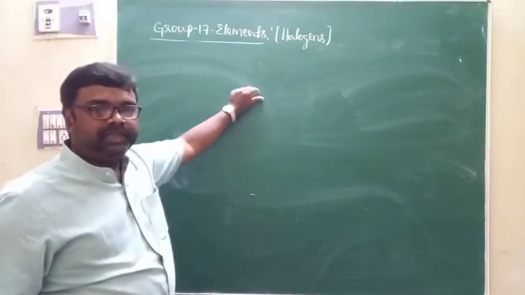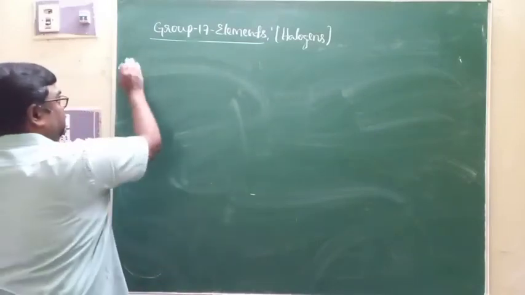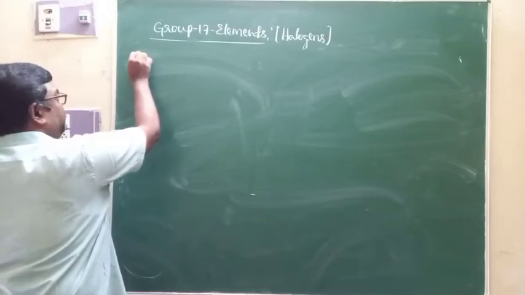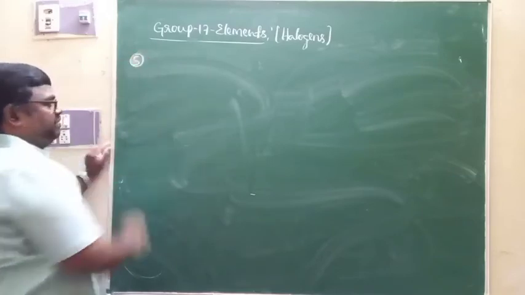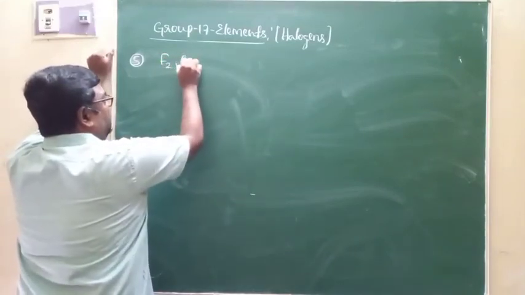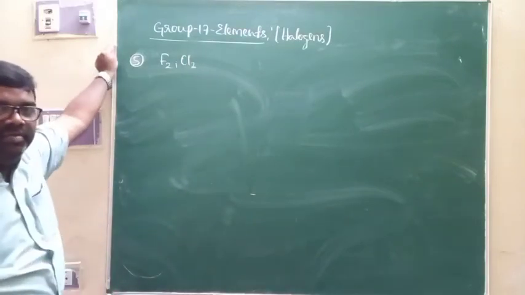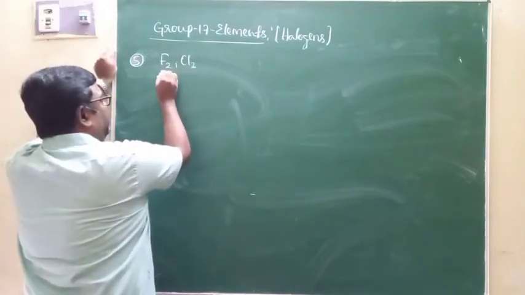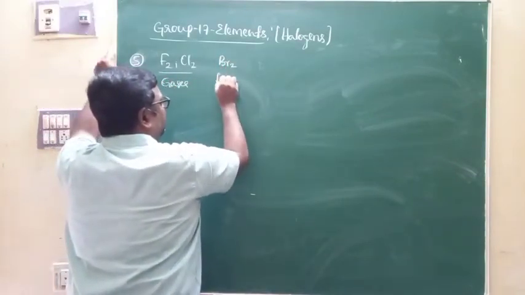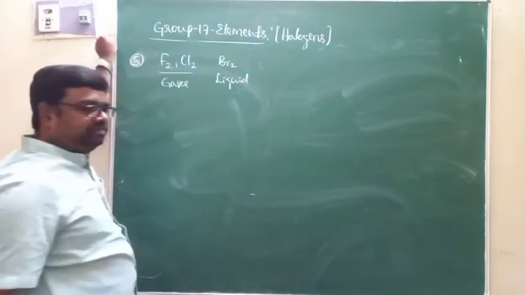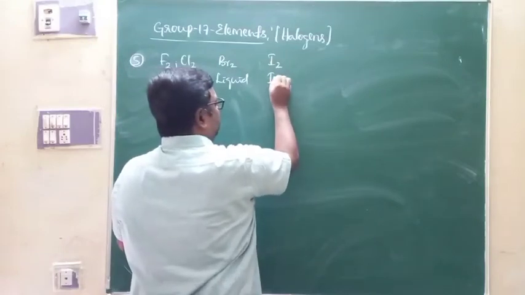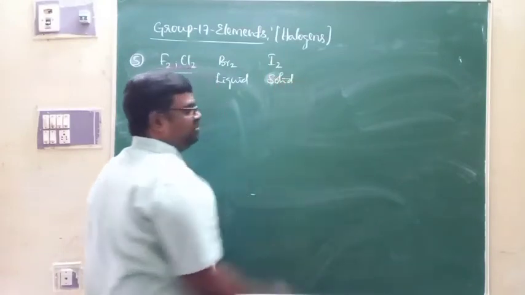Now at this moment we'll go to the physical properties of group 17 elements, property number 5. As far as fluorine and chlorine are concerned, that is F2 and Cl2, because halogen atoms are available in the form of diatomic molecules, fluorine and chlorine are gases. Bromine is a non-metallic liquid, and iodine is a solid. These are the physical properties.